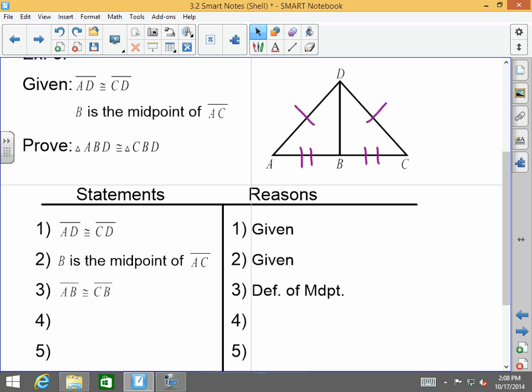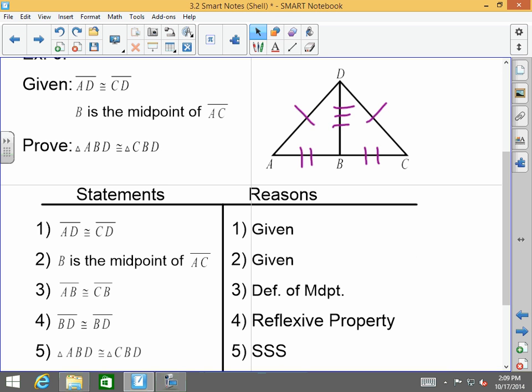Here, let's give him a chance. That's absolutely correct, my brother. Good job, guys. DB has to be congruent to DB, or BD to BD, because of the reflexive property. Does that make sense, brother, why we couldn't go through the angles there? You promise? Okay, thank you. And now, can I prove that triangle ABD is congruent to CBD? Why? SSS, side, side, side.